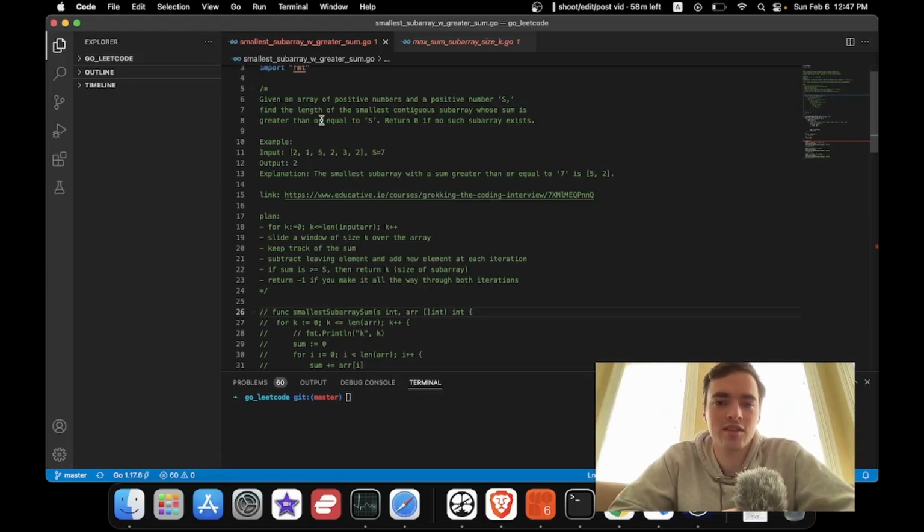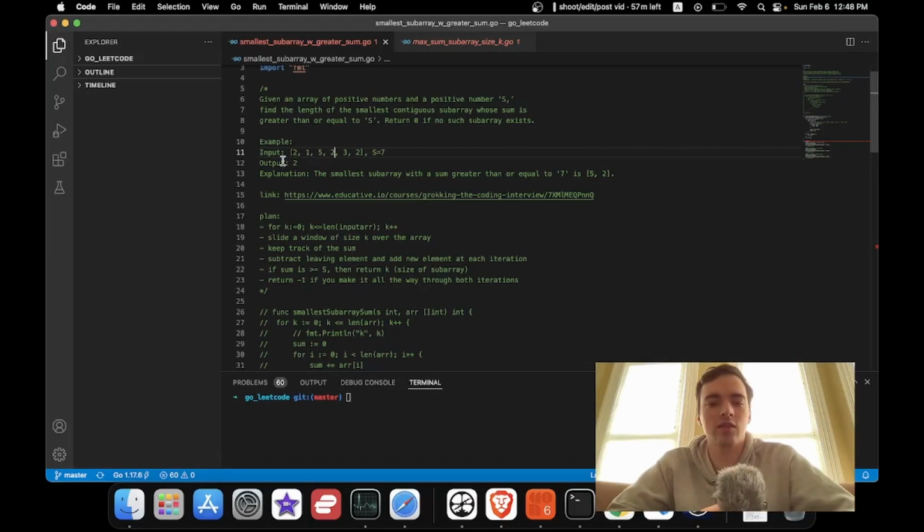You're given an array with a sum, and you are trying to find the smallest contiguous subarray. So it can't be like 2, 1, and then 3. It has to be 2, 1, 5 or something. The smallest contiguous subarray where its sum is greater than or equal to the sum that you're given.